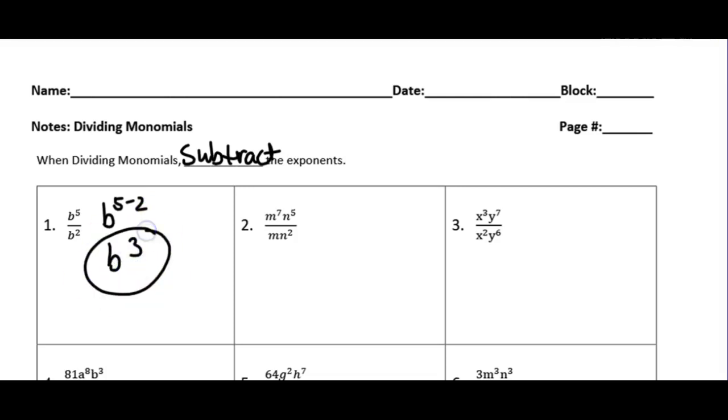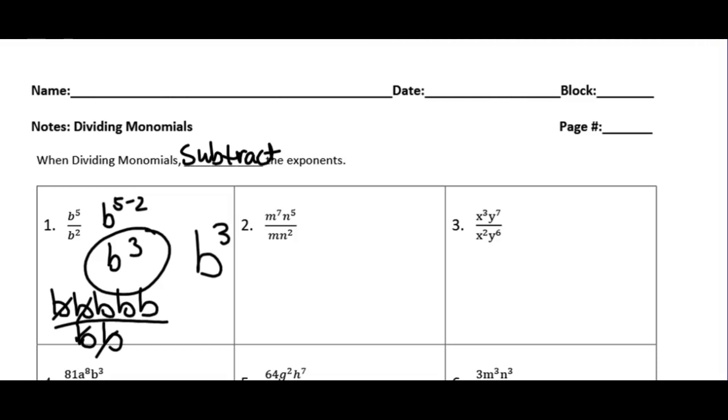Another way you can look at it is figuring out where there are more. There are more b's on top, so that's where I'm going to have my variable on top. And how many more are up there? There are 3 more up there. It kind of goes back to what we did on the hook, where you're looking at having 5 b's on top, 2 b's on the bottom, 2 would cancel, and what would be left is 3 on the top.